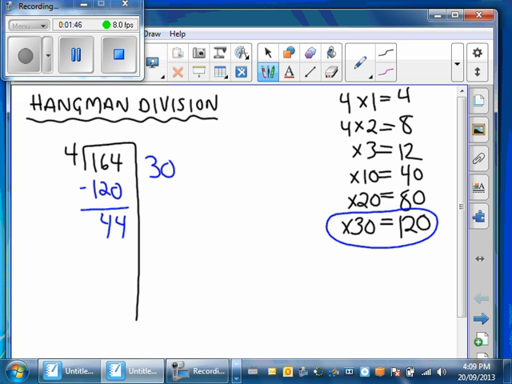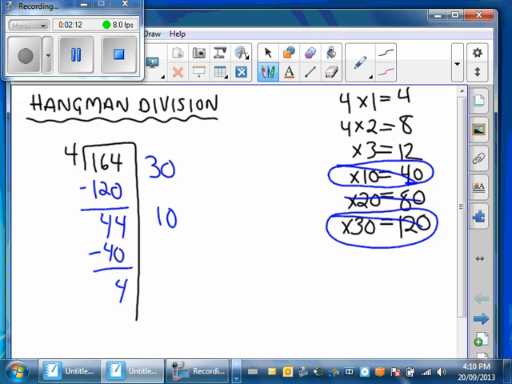Well, we already know that this one is finished. We won't need to use this anymore. But we can see that we still have 44 remaining, so we can still take 40 more out of here. And the way that we do that is by multiplying 4 times 10. So if we say 4 times 10 is 40, and now we subtract, we are left with 4 remaining.